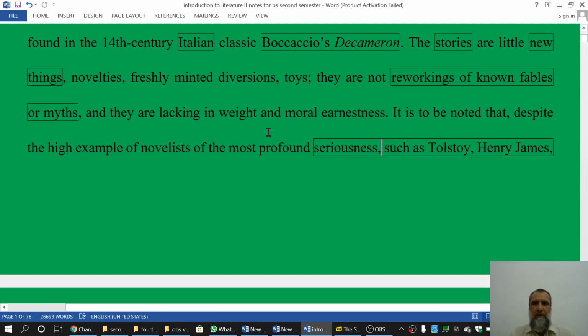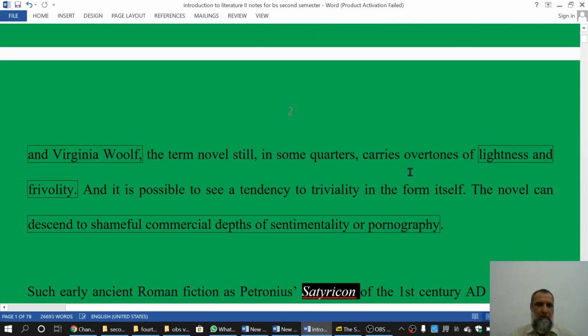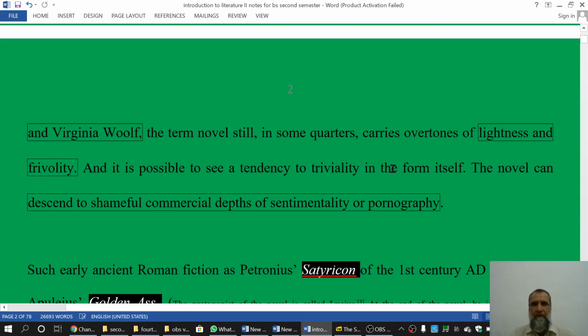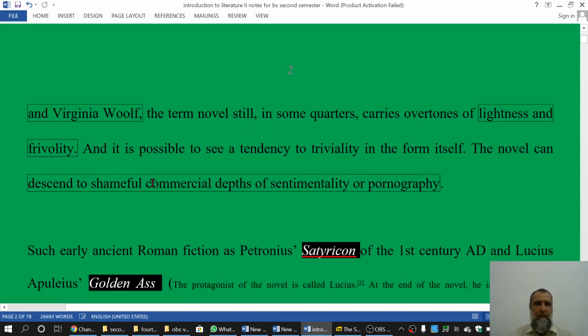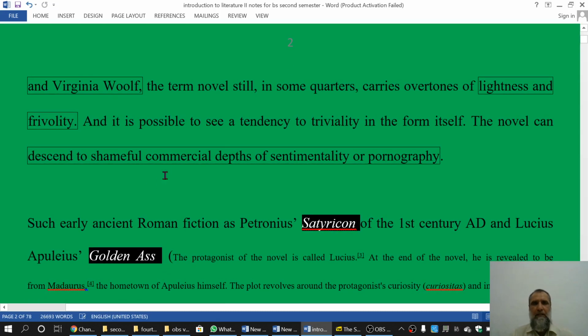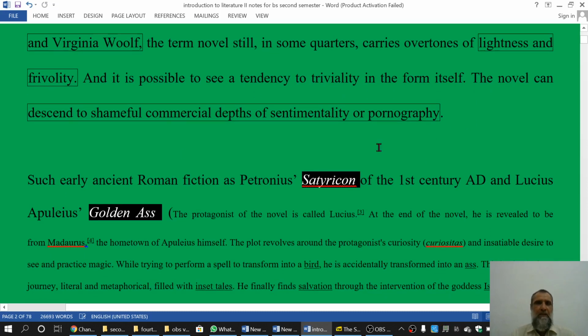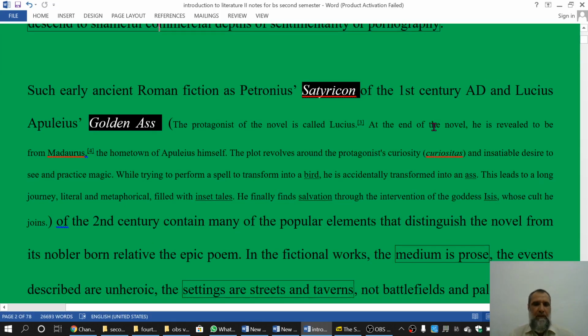It is to be noted that despite the high example of novelists of the most profound seriousness, अगरचे अच्छी examples हैं, serious writers हैं, जैसे टॉल्स्टॉय, जेम्स और वुल्फ, the term novel still in some quarters, बाज़ जगहों पे अब भी जो novel है, carries over tones of lightness and frivolity. And it is possible to see a tendency to triviality in the form of itself. The novel can descend to the shameful commercial depths of sentimentality and pornography.